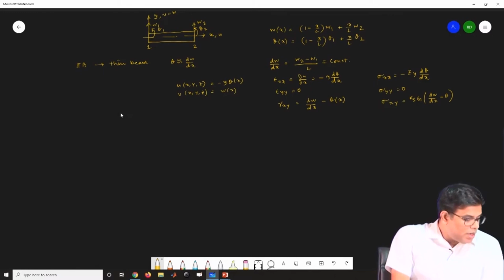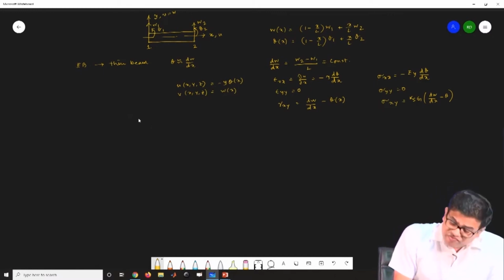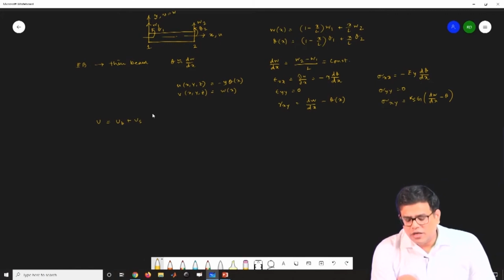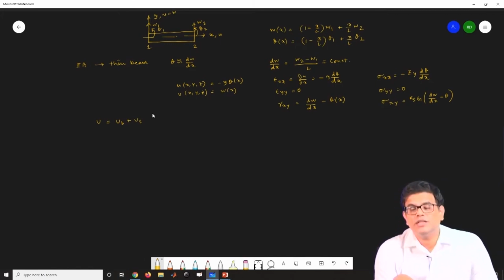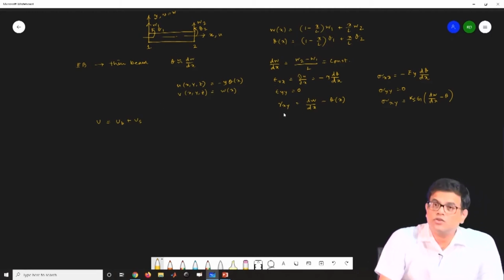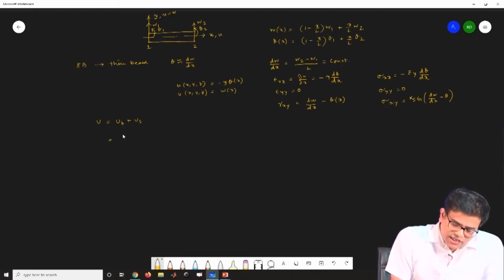Now, if you consider the strain energy, there are two components: one is UB and one is US. For a thin beam, the shear strain energy must go to 0, because of the Euler-Bernoulli beam assumption that shear strain must equal 0. Naturally, for this case, since our shear strain is non-zero, there will be a shear strain energy.